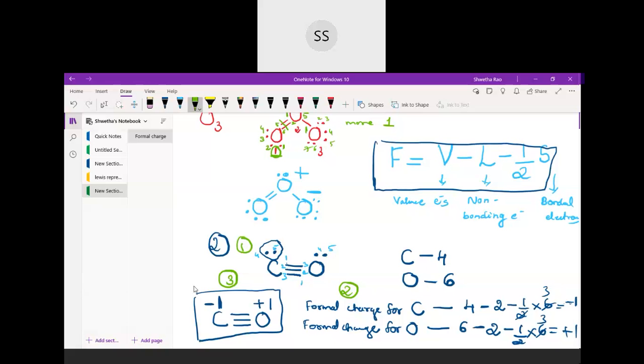Okay, now is it visible to everyone? At least now if you are able to see the screen. If you want, I will explain once again. Just let me know whether everything is visible to you, the structure of carbon monoxide, then the formal charge calculation, and then the assigned formal charge.